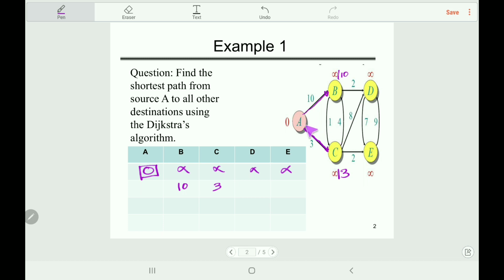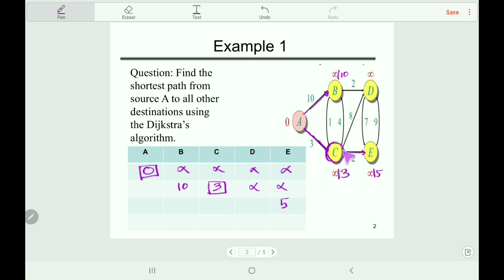Here in the graph, we cannot directly move to vertex D or vertex E from A. That's why we should not update these two values. Now, among these four values, the minimum one is 3. That means the vertex C. So we are here, and from here we can directly move to E, which takes the edge value 2 and its own value 3. So 3 plus 2 will be 5, which is less than infinity. So we should update this value with 5.